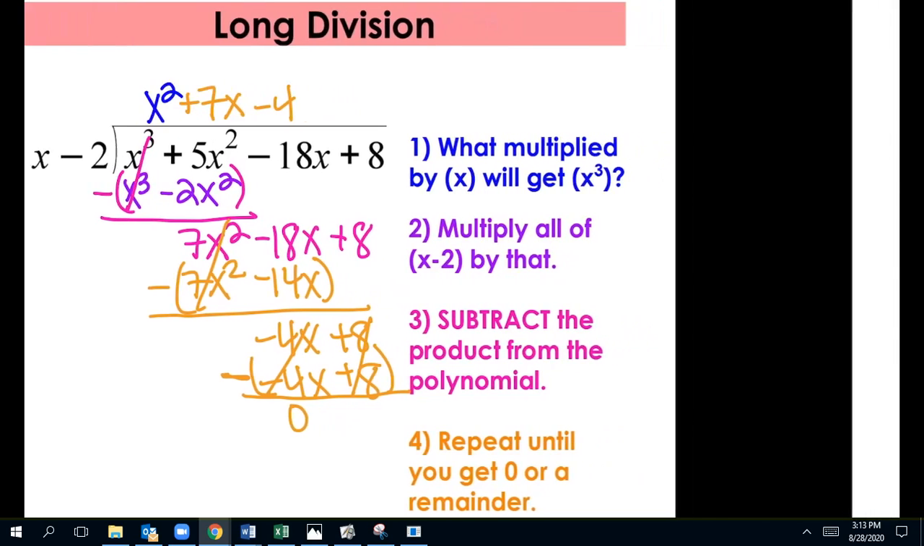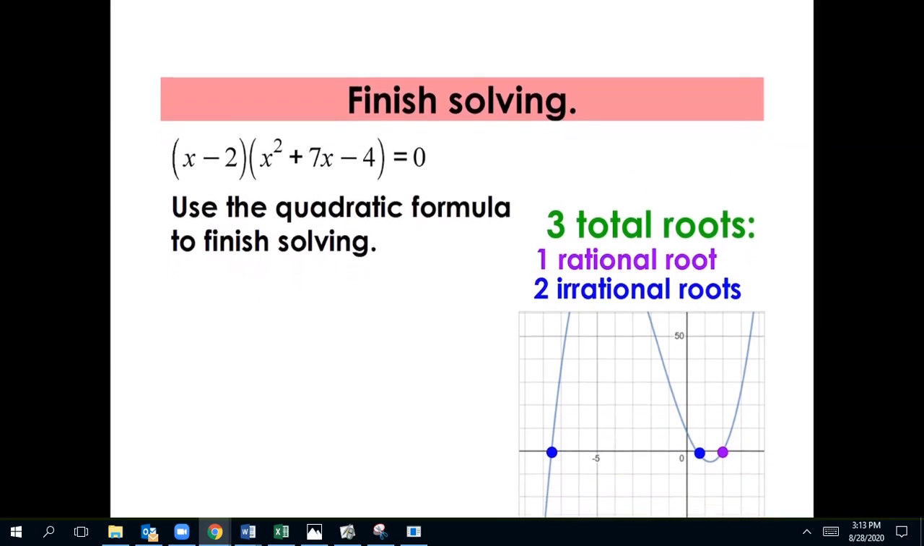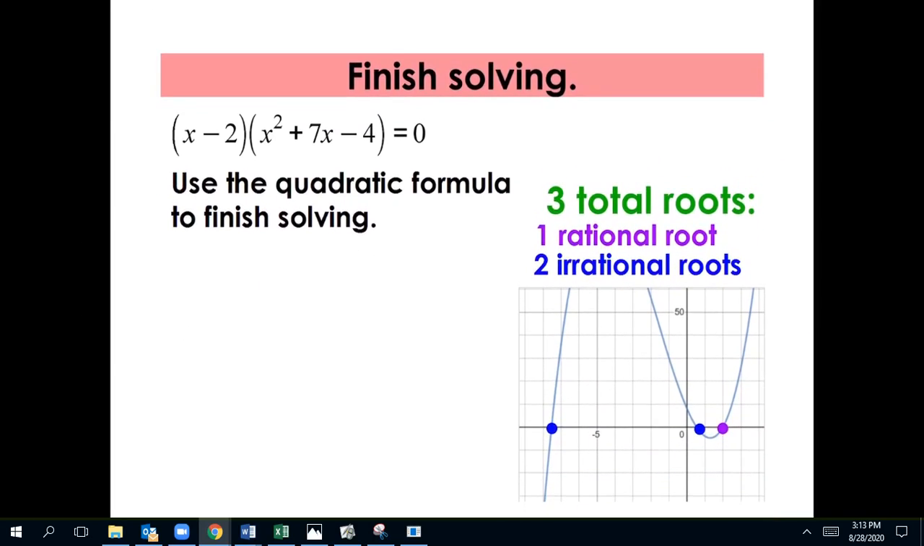So we're going to write that as a set of 2 factors so that it looks like what you were doing the other day. So we're going to finish solving now. Remember, x minus 2 equals 0 and x squared plus 7x minus 4 equals 0. We already know x equals 2, and now we need to use the quadratic formula to find the other one.